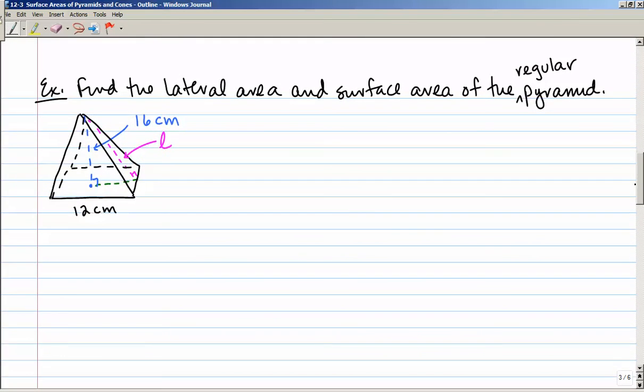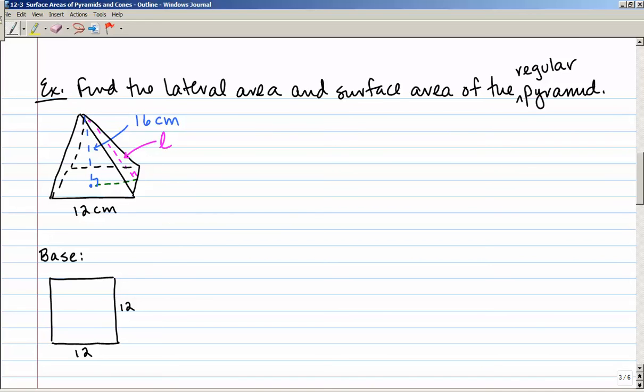So here's our first example. Let's find the lateral area and the surface area of this regular pyramid. Well, since this is a regular pyramid, the base of this is going to be a regular square. Sometimes I like to draw the base separately. So my base, since I know it has four sides, and since it is regular, it's going to be a square. So that's 12 centimeters, and that's 12 centimeters.